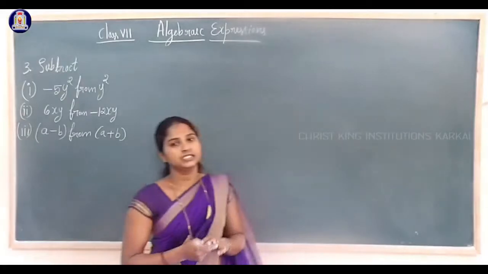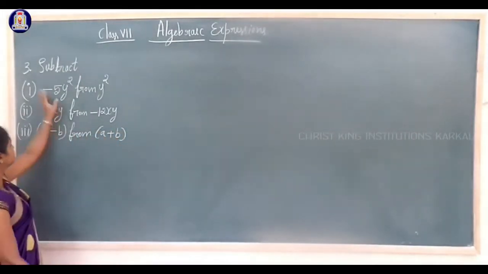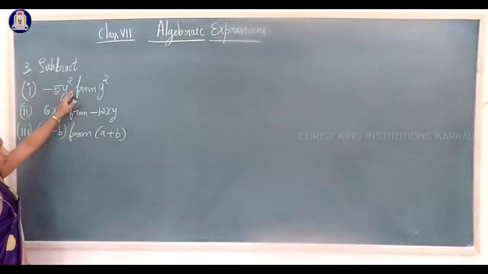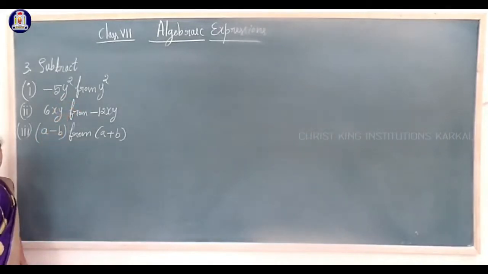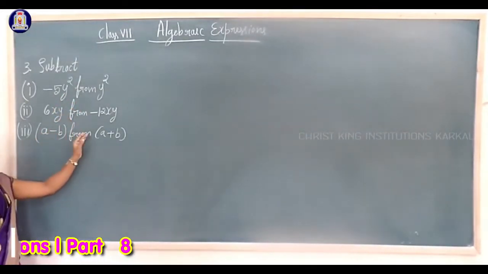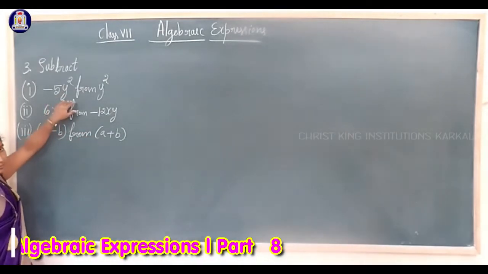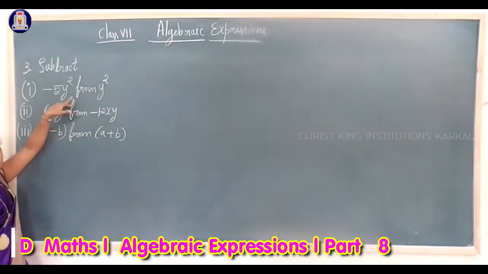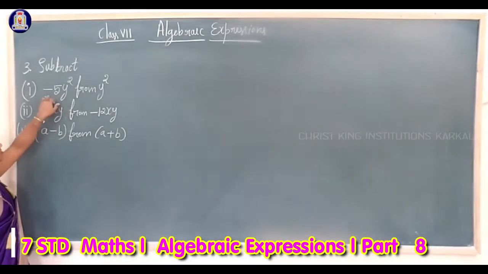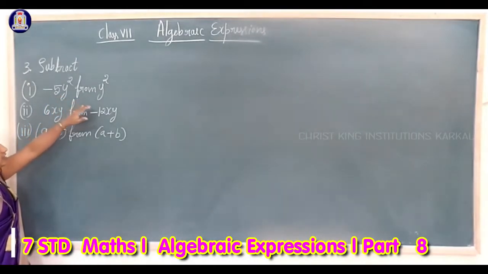Next question. Subtract minus 5y square from y square. In the previous question we were adding the given expressions. Now we have to subtract the given expressions. The first expression is minus 5y square and the second is y square.